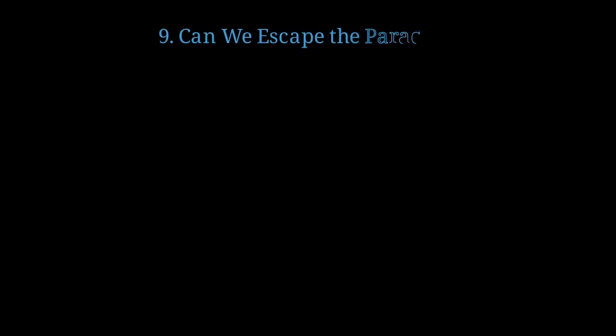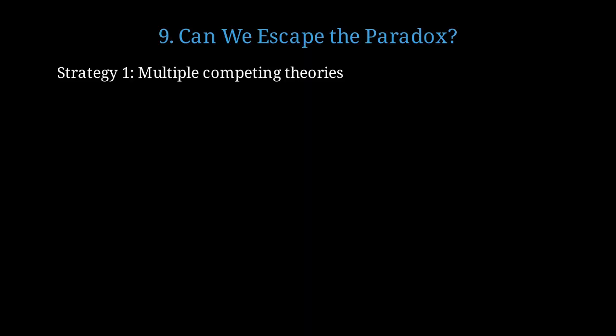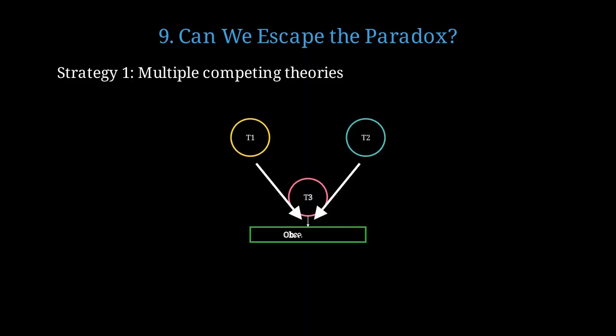So the critical question becomes, can we ever escape this paradox? One strategy is to maintain multiple competing theories simultaneously and see which one makes better predictions. By testing multiple theories T1, T2, and T3 against the same observations, we can at least compare their relative merits.